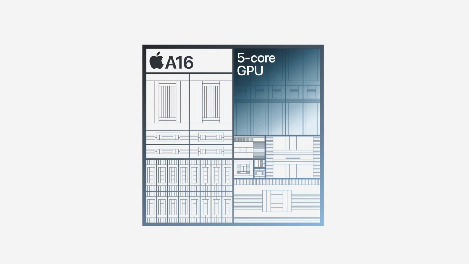The next thing that's been upgraded is the chipset. On the iPhone 14 here, you have an A15 Bionic chip, whereas on the iPhone 15 here, you do have an A16 Bionic chip, which is the one that was found on the iPhone 14 Pro from last year.